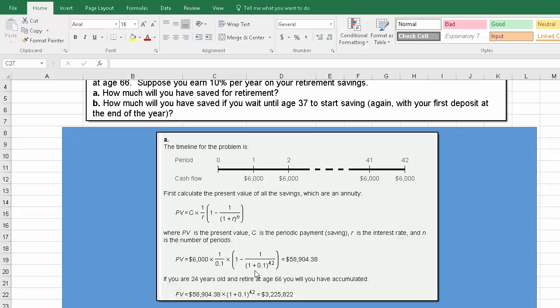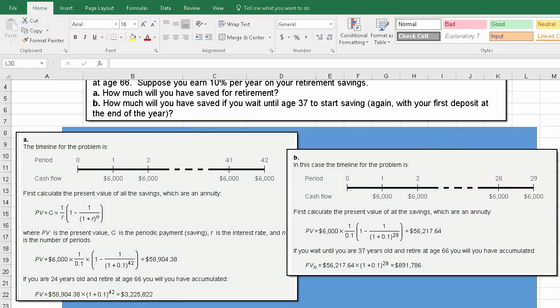And when you plug all that in, you'll get $58,904. Now you can calculate the future value of that $58,000 taken for 42 years at 10%. Okay, so 10% is our interest rate, 42 is the number of periods. We calculated the present value using an annuity of $6,000. And you could solve it this way, but of course I wouldn't do it this way. I'll show you an easier way using Excel.